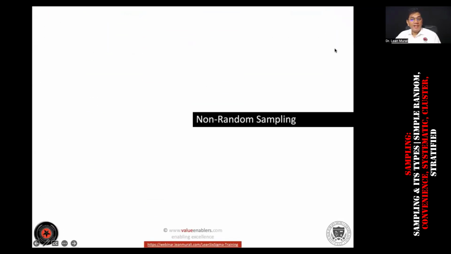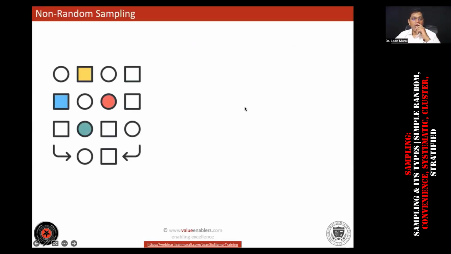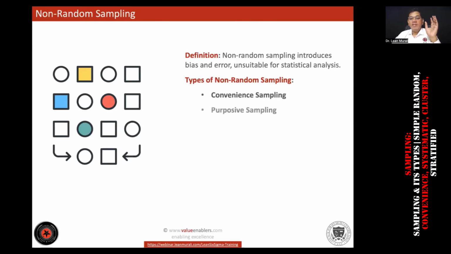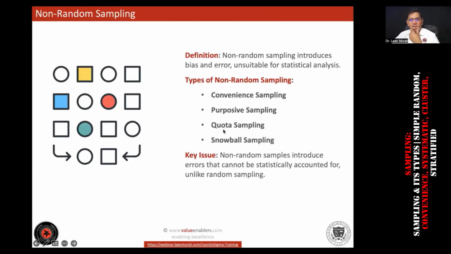Non-random sampling. We covered random sampling, where we had simple random sampling, stratified random sampling, systematic random sampling, and cluster sampling. Now we'll go into non-random sampling, and this introduces bias and error, unsuitable for any statistical analysis. Convenience sampling, purposive sampling or judgmental sampling, quota sampling, snowball sampling. I'll quickly introduce them. Non-random samples introduce errors that cannot be statistically accounted for, unlike random sampling.